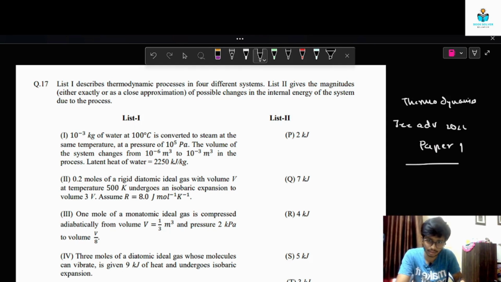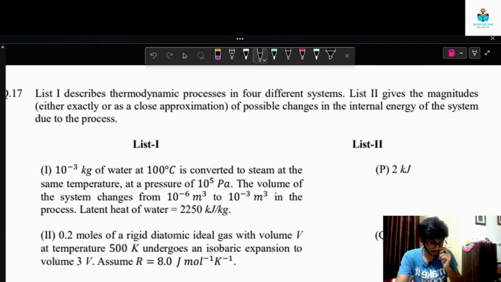List 1 describes thermodynamical processes in 4 different systems. List 2 gives the magnitude, exactly or as a close approximation, of possible changes in internal energy of the system in the process. So let's see here. Let's check this one.